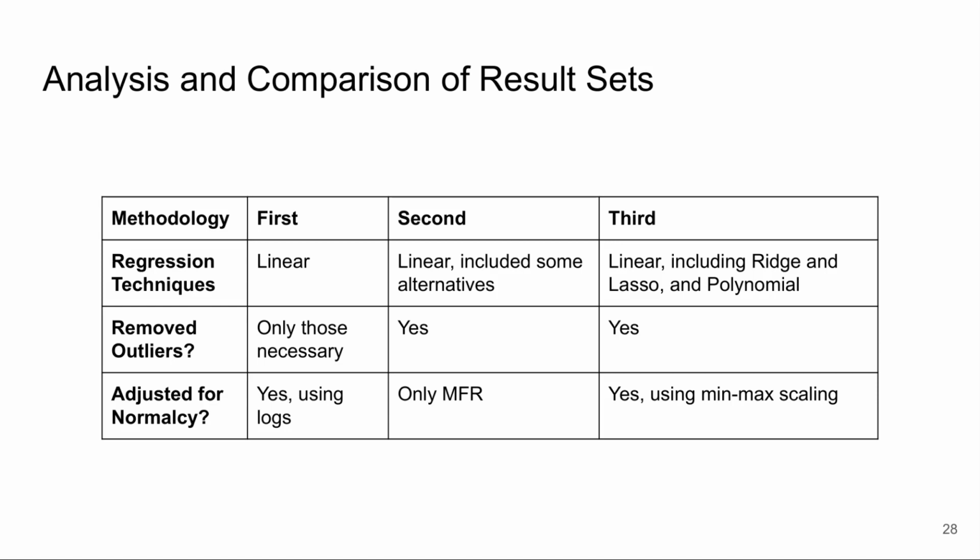So in terms of removing outliers, the first methodology only removes some specific outliers. The second and third methodologies removed outliers. They used the same technique, more or less, using a box plot to help remove any outliers. And as for normalcy, the first methodology adjusted for the normalcy using natural logs, whereas the second methodology used the natural log for MFR as well as a standard scaler. And the third methodology used min-max scaling to preserve the distribution as well as a natural log of MFR. So moving on to the next slide.